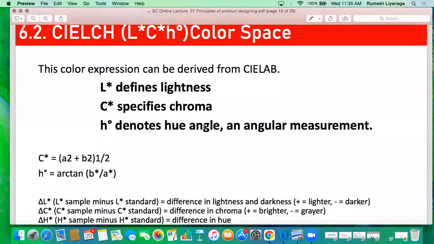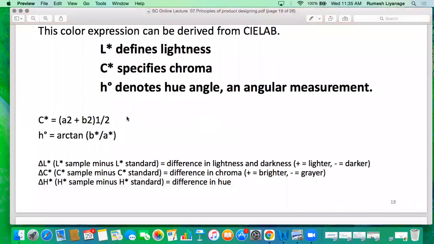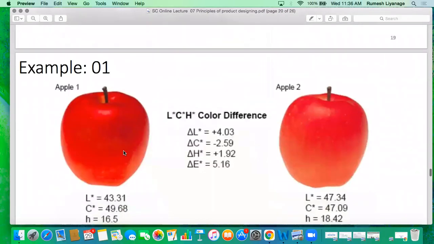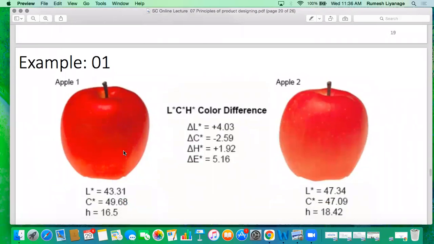This is about LCH. Here again L defines lightness, C is chroma, H means hue angle, right? Then how to calculate the C value? The square root of A squared plus B squared. How to get the hue angle? Arctan B divided by A. B means the second sample, A means the first sample.